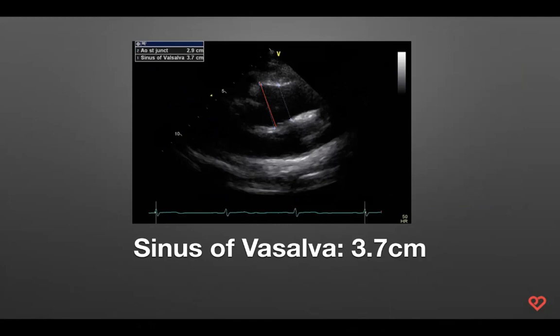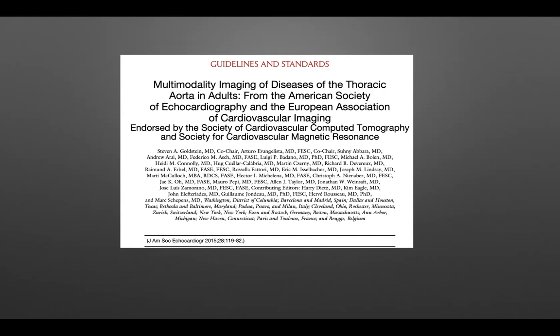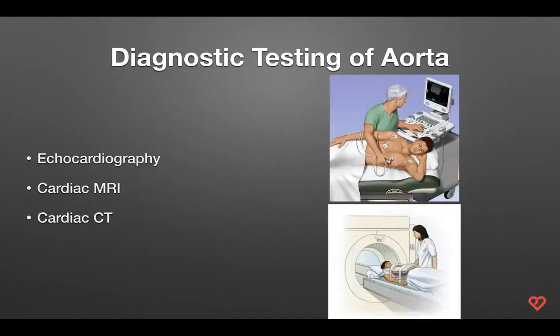You want to take good pictures of the sinus of Valsalva, especially, and then the ascending aorta. Remember, these positions may be different. You want to measure this in diastole from leading edge to leading edge. And her sinus of Valsalva measured at 3.7 centimeters, and her sinotubular junction was 2.9. To provide you a reference, there is multimodality imaging of the thoracic aorta that gives a lot of details on how we need to think of the aorta with the different imaging modalities. We have 3 imaging modalities at our disposal: echocardiography, cardiac MRI, and cardiac CT, and we need to utilize these in the appropriate manner.